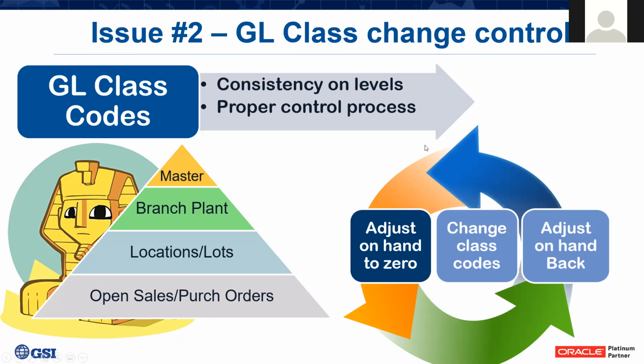So you can see just changing a GL class code can cause a reconciliation problem that you will not be able to chase down via transaction, right? Because there was no inventory transaction that took place, okay? It's just changing a GL class code. So again, this is an awareness session. Changing a GL class code has a process that you should follow, okay? Most companies aren't aware of that.